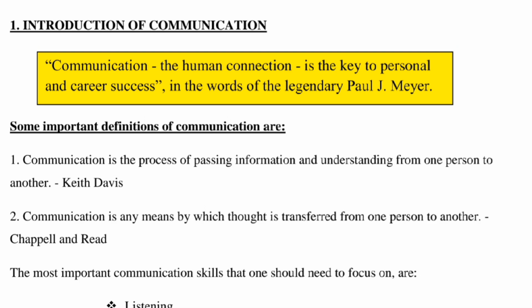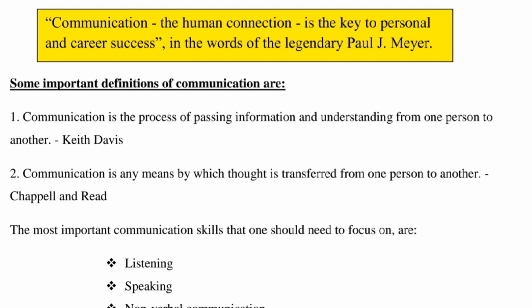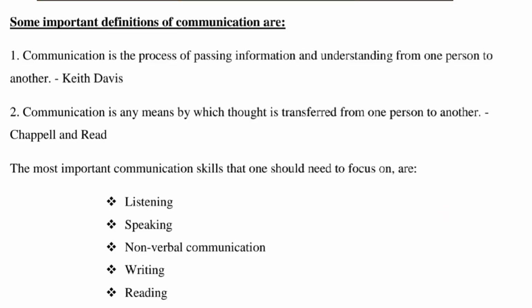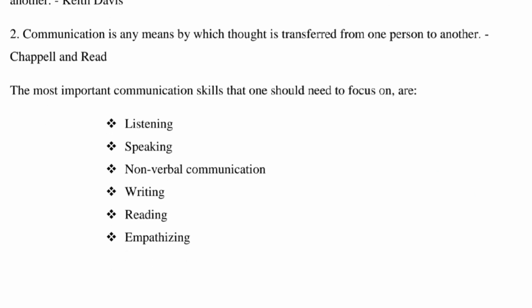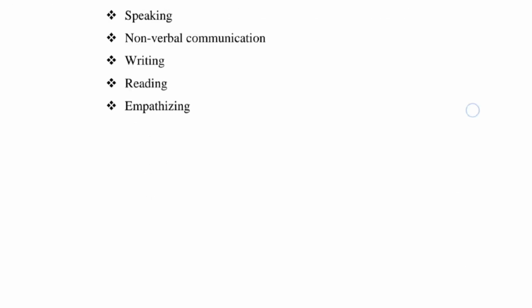Some important definitions of communication are: communication is the process of passing information and understanding from one person to another. Here, communication is a process used for passing information and understanding from one person to another. Communication is any means by which thought is transferred from one person to another. Most of the time, communication is used for conveying one's thought from one person to another. The most important communication skills one should focus on are: listening skill, speaking and non-verbal communication, writing, reading, and emphasizing.